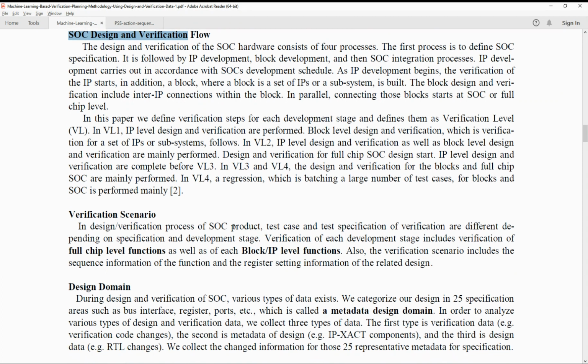The verification scenario. In the design and verification process of an SoC product, the test case and the test specification of the verifications are different depending on the specification and the development stage. A verification of each development stage includes verification of full chip level functions as well as of each block or IP-level functions. Also, the verification scenario includes the sequence information of the function and register setting information of the related design.